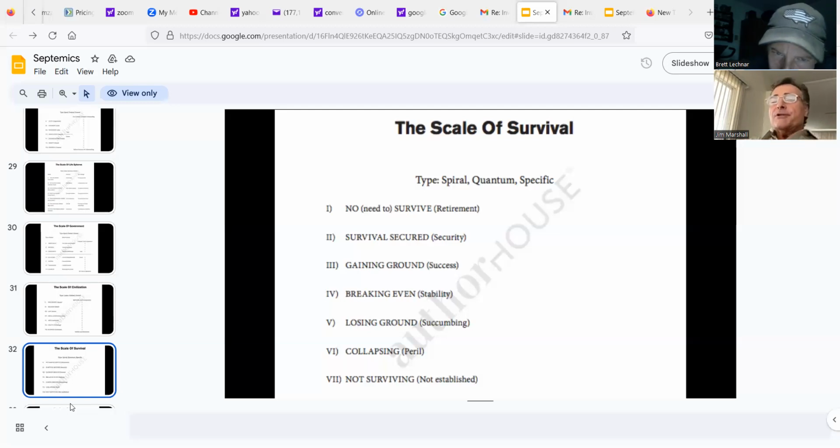So a person starts off not surviving, meaning he's not established. So you have a guy, right? He doesn't have a job, doesn't have a profession. He's not established. So then he says, well, I'm going to work as a bank teller, right? And he comes up to level 6. Now, what most people don't realize is this guy is in a state of peril.